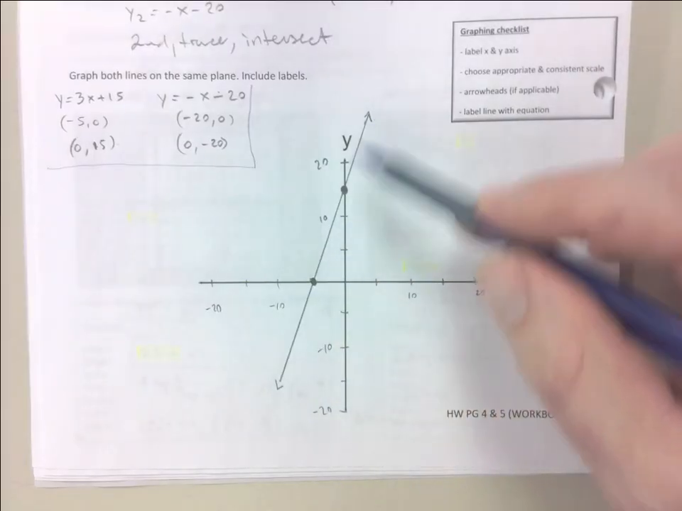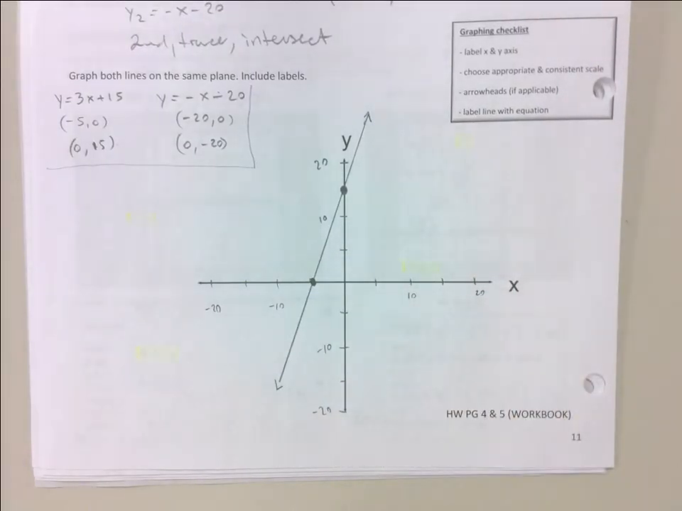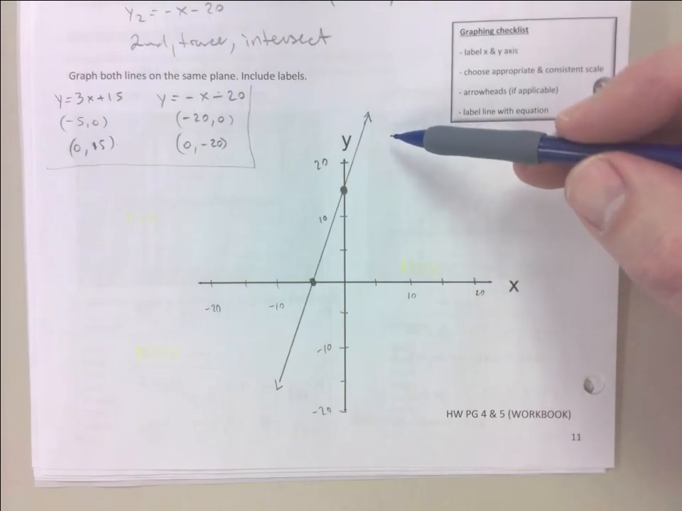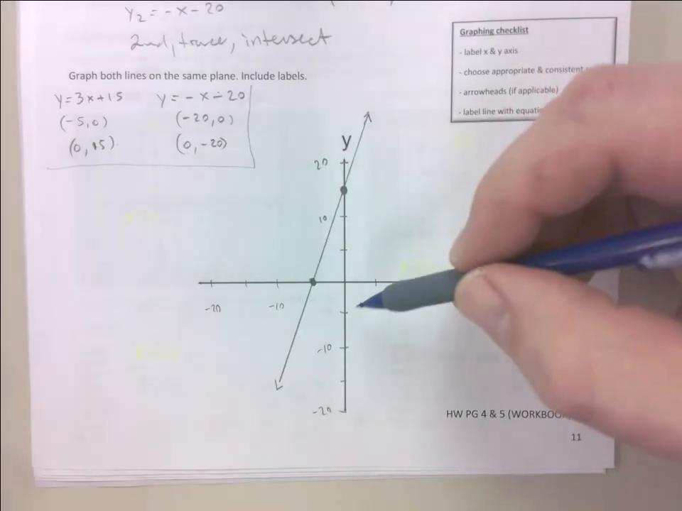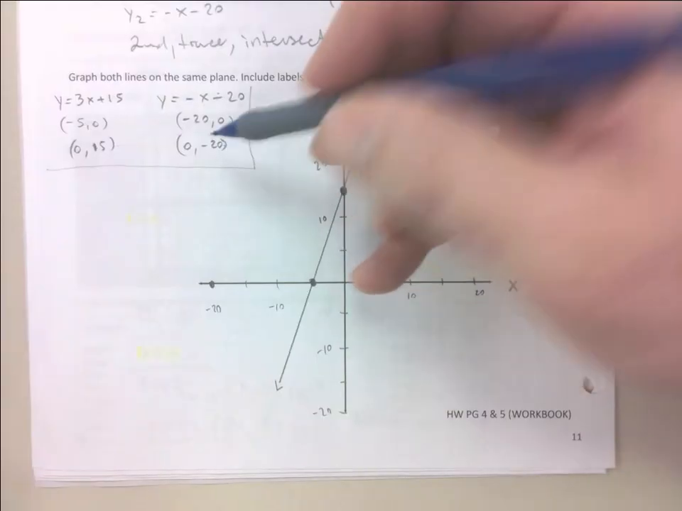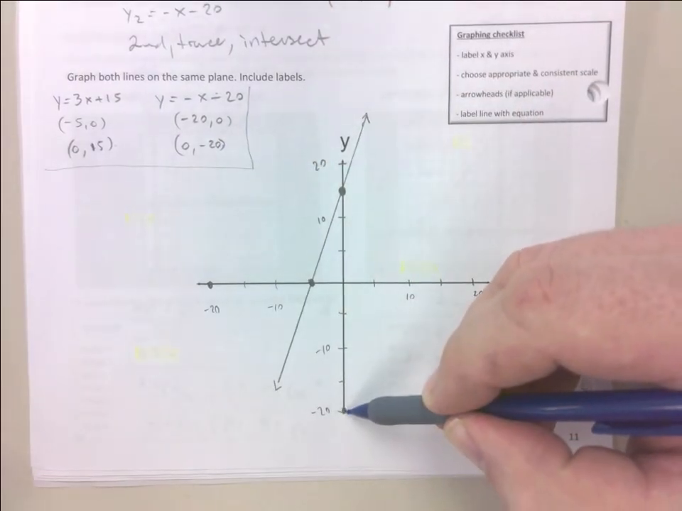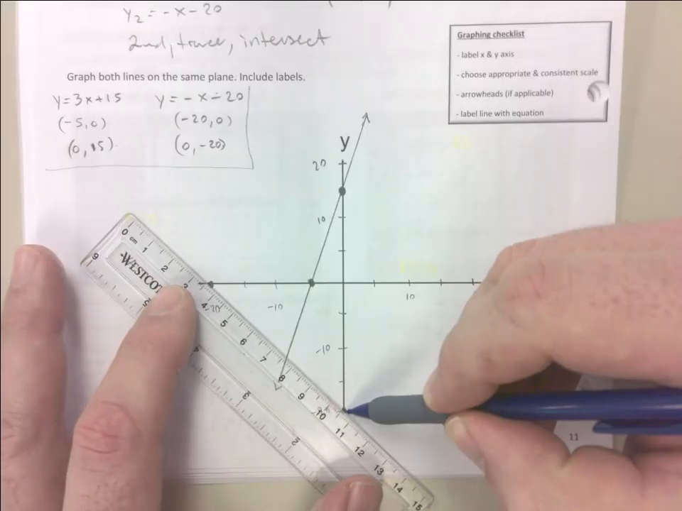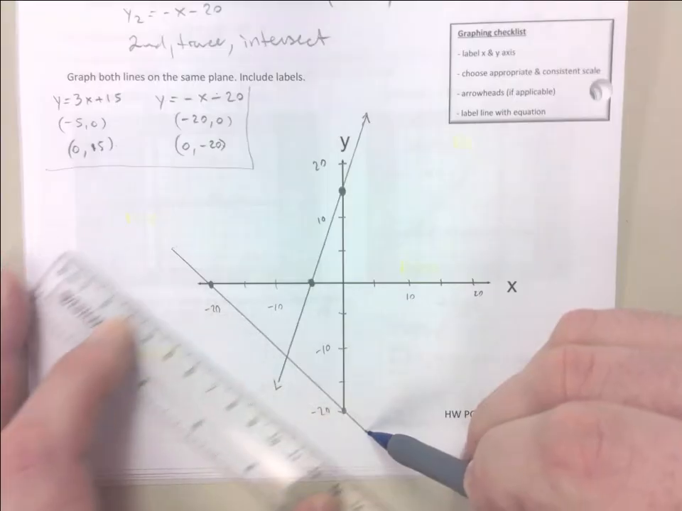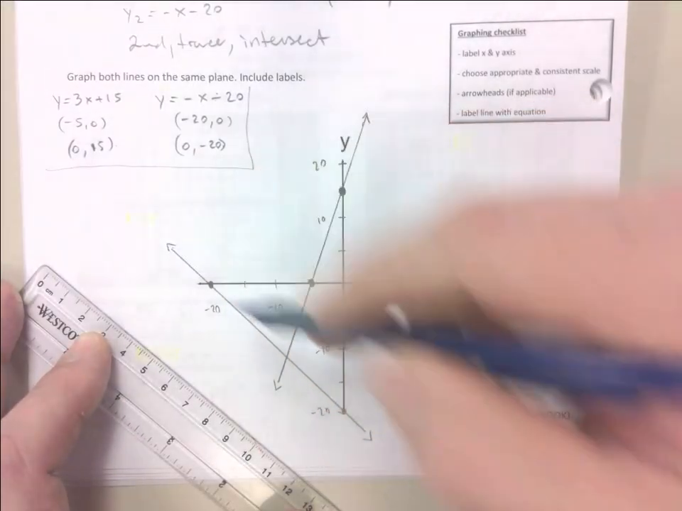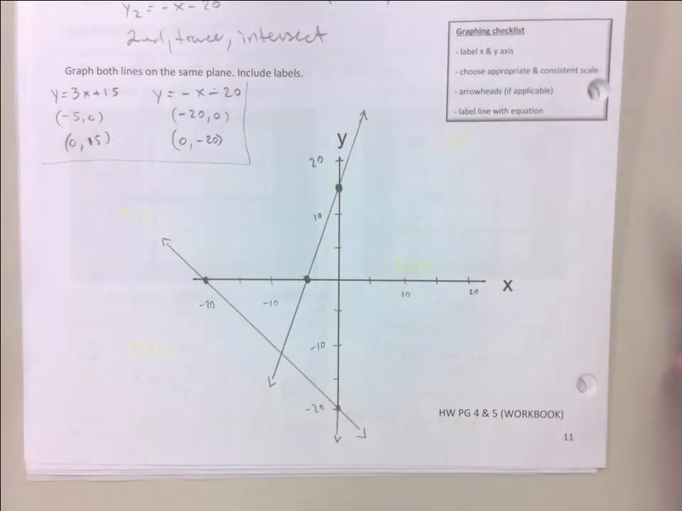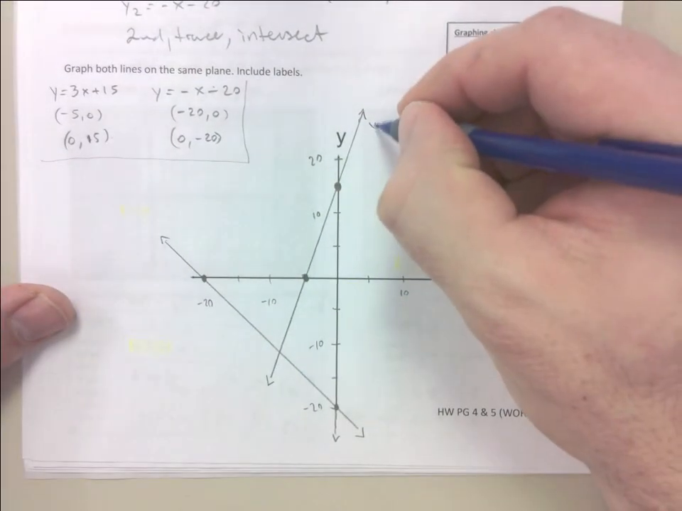Don't be shy, extend your lines. Keep extending them, not a problem at all. You don't have a word problem at hand here. Then you've got negative 20, 0, and 0, negative 20 right here. That's this line. And let's label them.